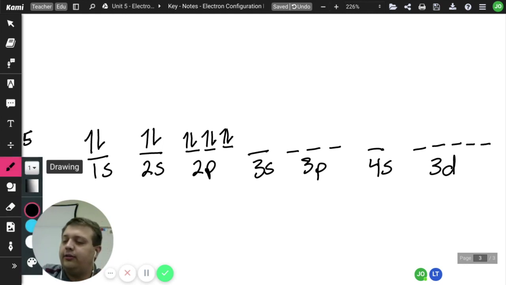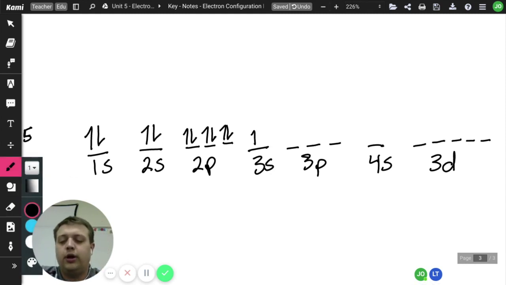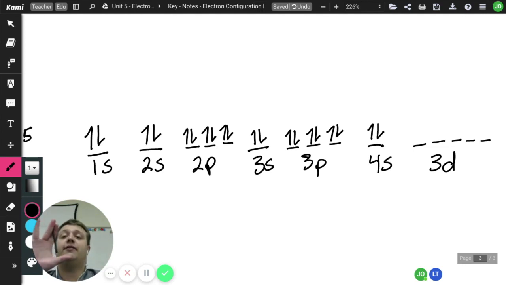So I have 3s. 3s had 2 electrons, so one up, one down. 3p had 6 electrons: one up, one up, one up, and down, down, down. 4s, 2 electrons, one up, one down. And then last we've got 3d, which had 5 electrons. So we need to go back in and fill them in single before we double up. So up, up, up, up, up. That would be your 5 electrons. So this would be the orbital filling.